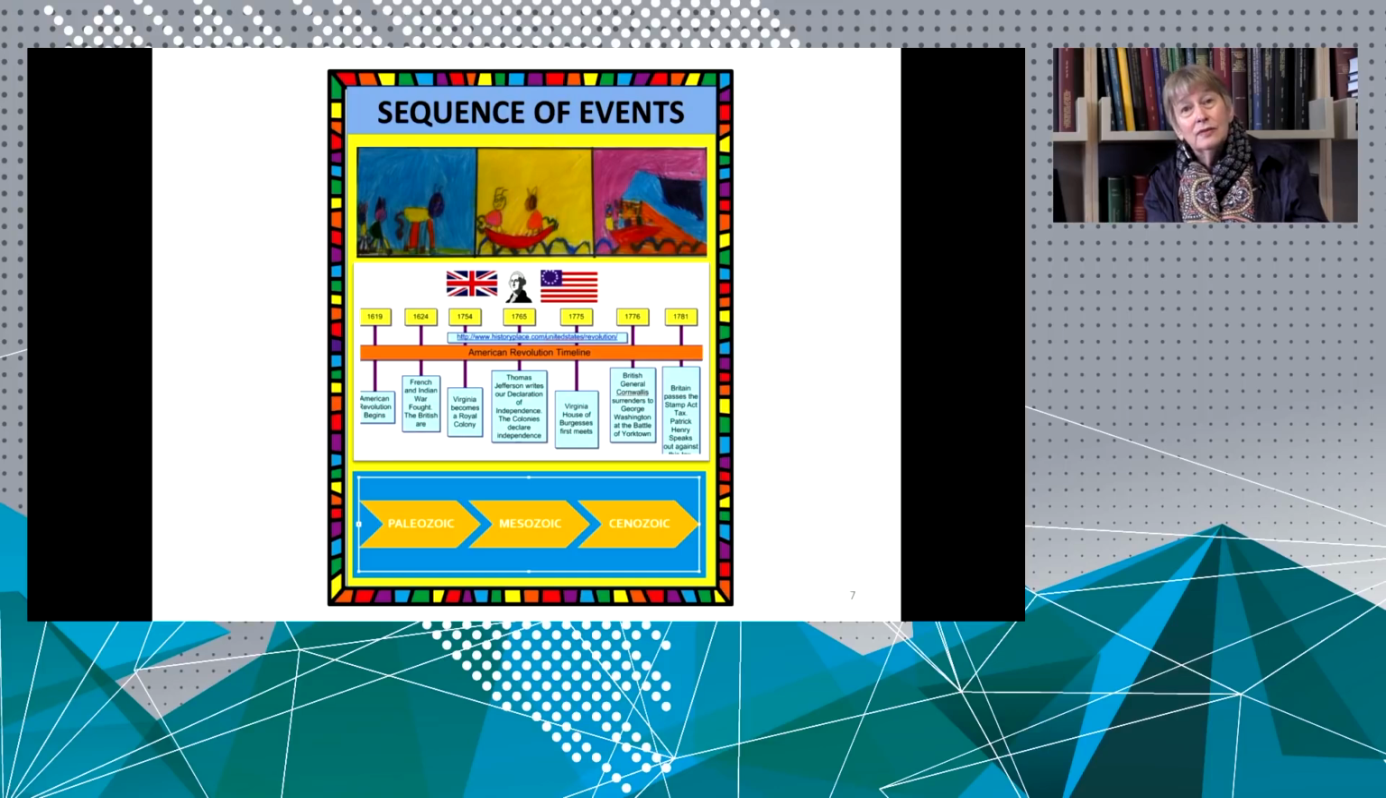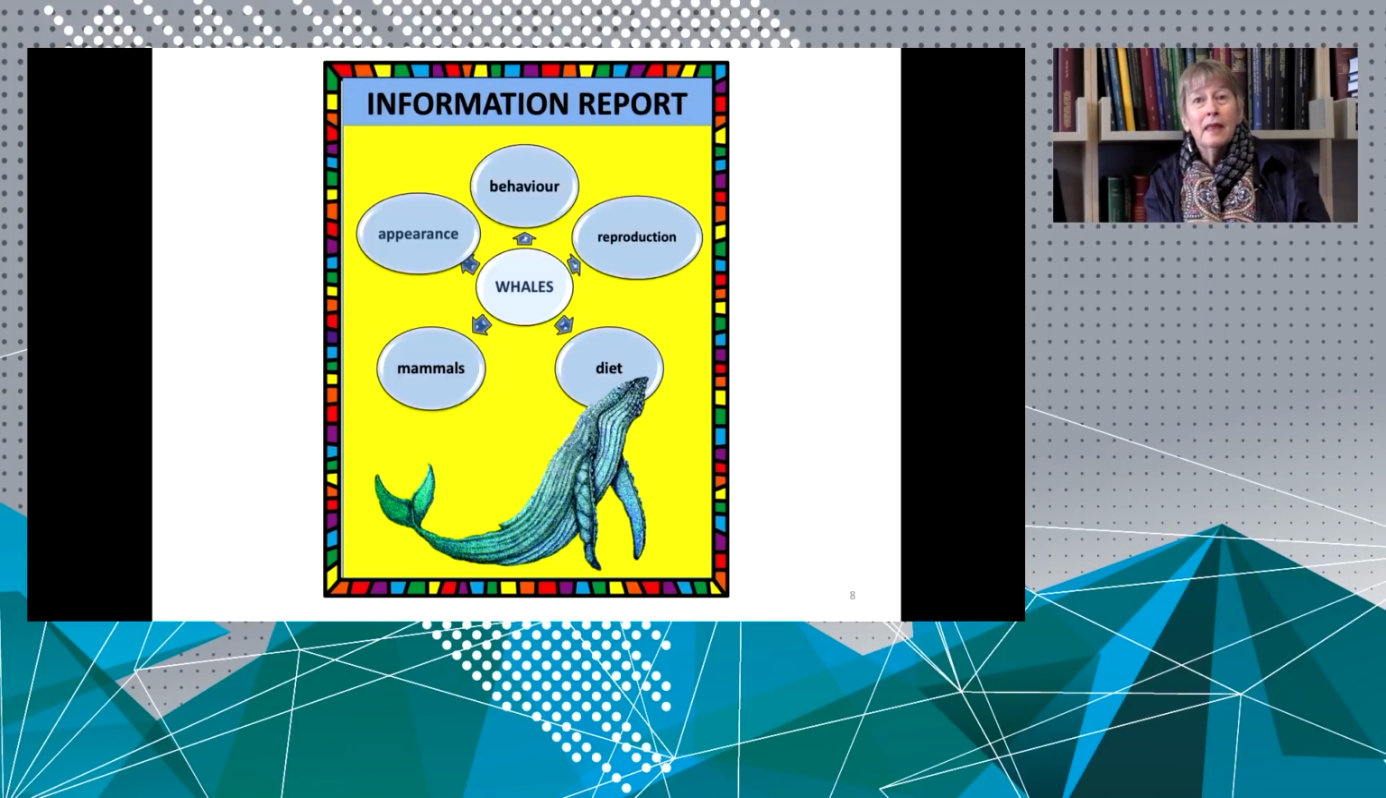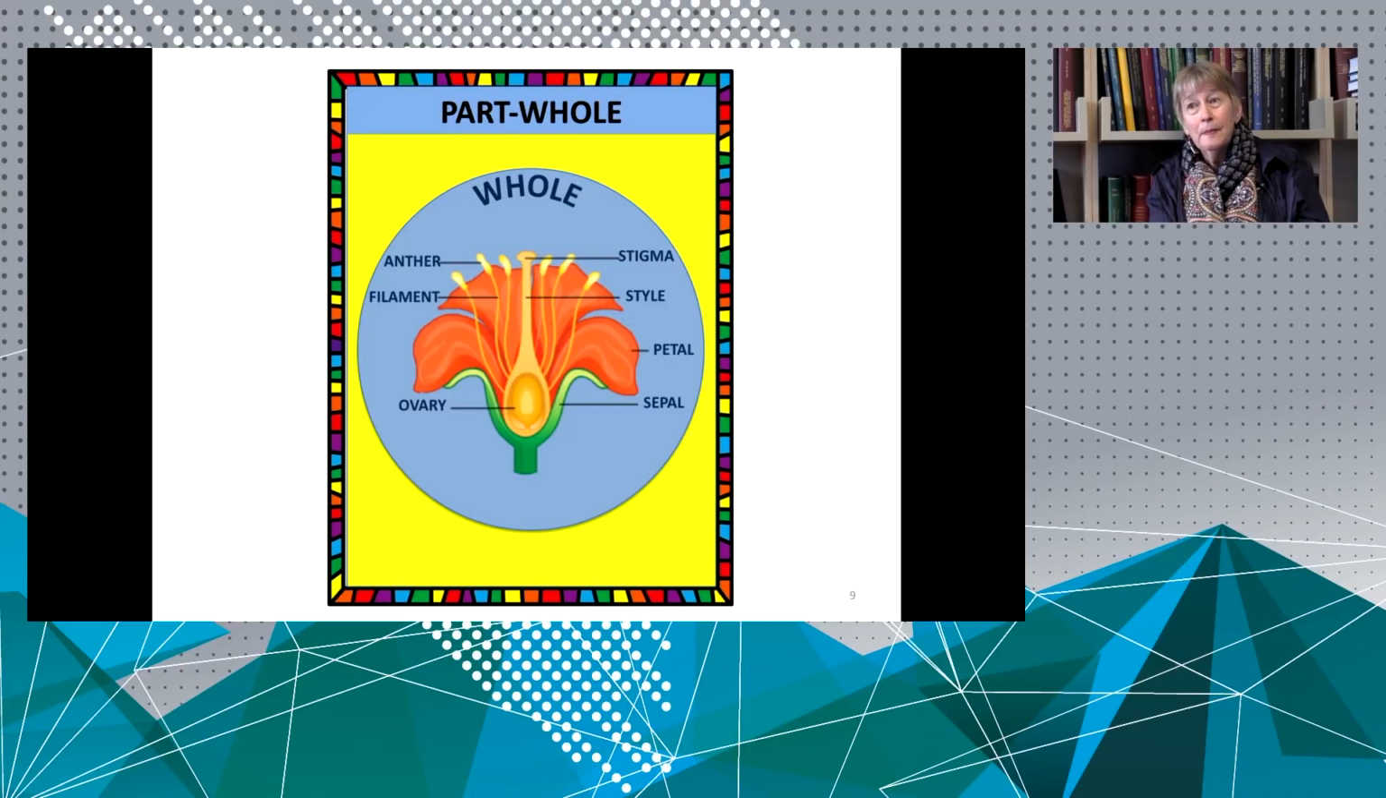So the kinds of genres that they might be needing to use are a sequence of events, such as a recount or a timeline. They might need to describe something in some detail, so an information report on all the various aspects of Wales, for example. They might need to describe the parts of something, so the whole and its parts. So a different type of information report, this time looking at part-whole relationships.